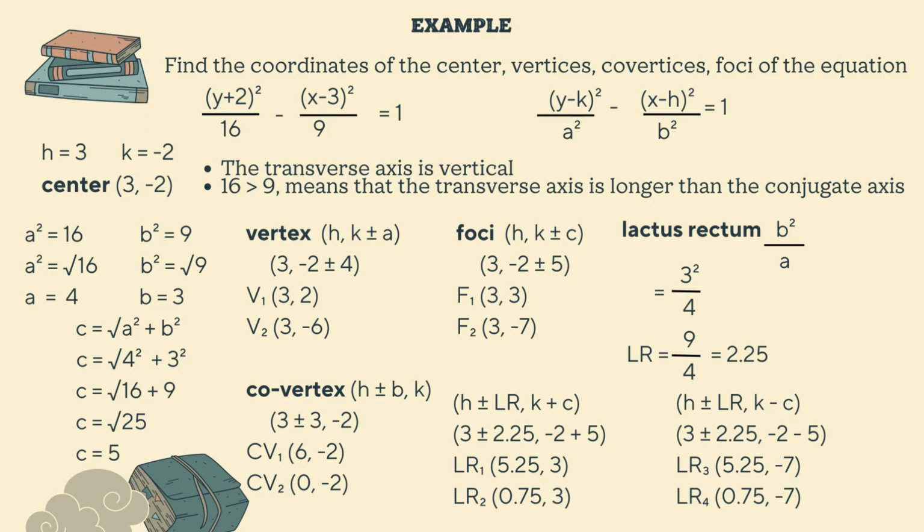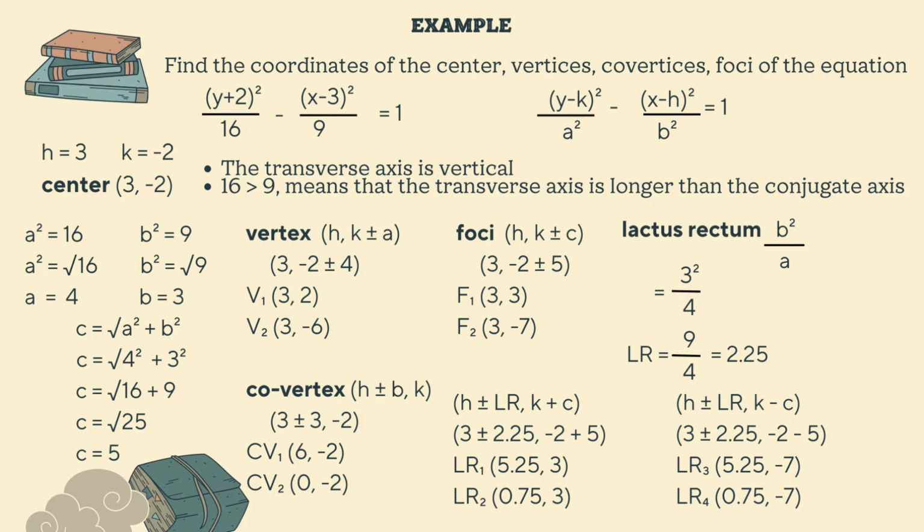We will now find the vertices, and we will use h, k plus minus a. Our value for h is 3. Our value for k is negative 2, and our value for a is 4.